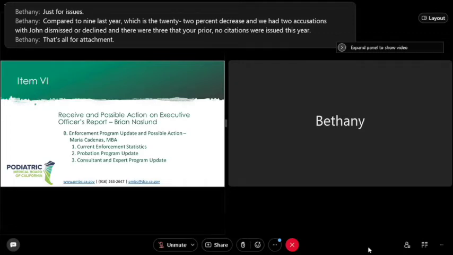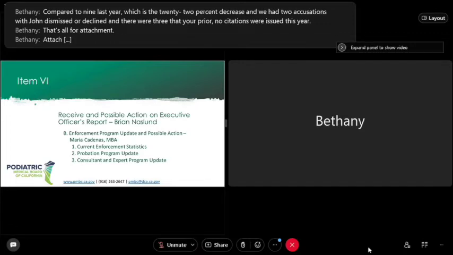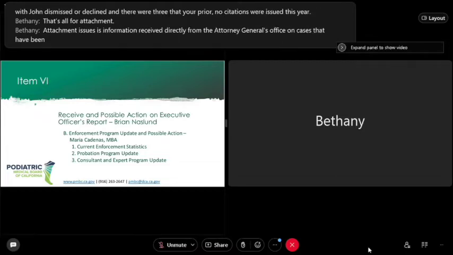Attachment E is information received directly from the Attorney General's office on cases that have been forwarded to them. This latest report shows information through August 26, 2022.